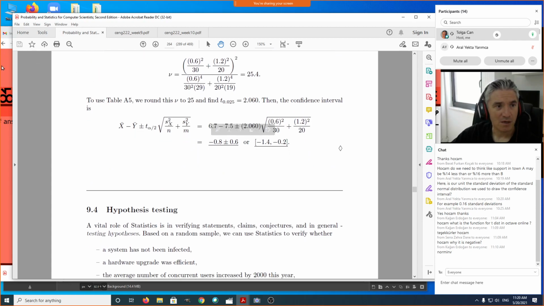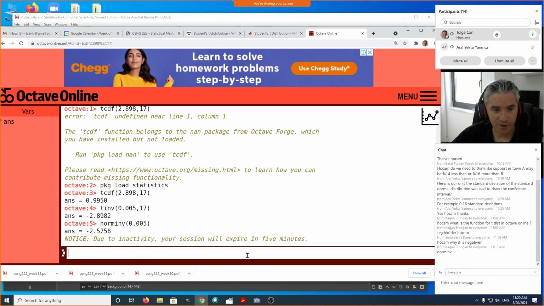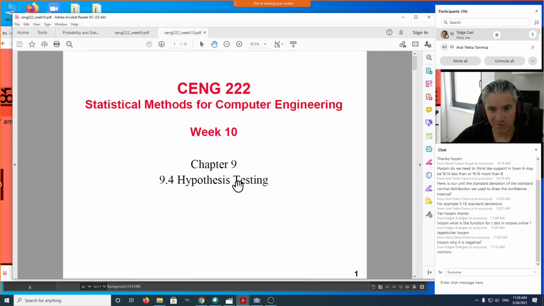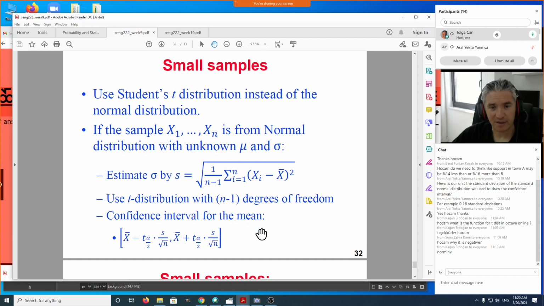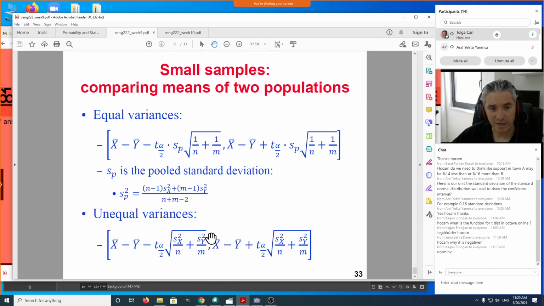Okay, so let's see whether I have anything on the slides. Otherwise, we're going to finish early today. I will just give a short introduction to hypothesis testing. But yeah, this is our degrees of freedom. This is what we have when variances are equal.